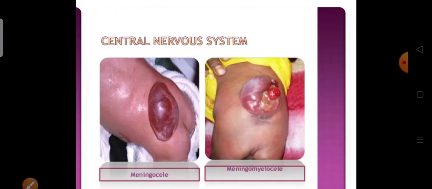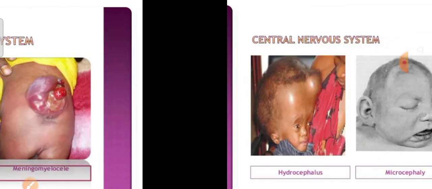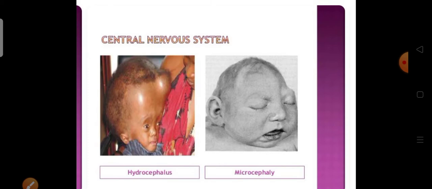Okay, next central nervous system. Meningocele and meningomyelocele are neural tube defects. These are all the things that may be there for the baby. Next central nervous system, hydrocephalus. Here there is a formation of water, automatically increasing the cerebrospinal fluid of the baby at the head.